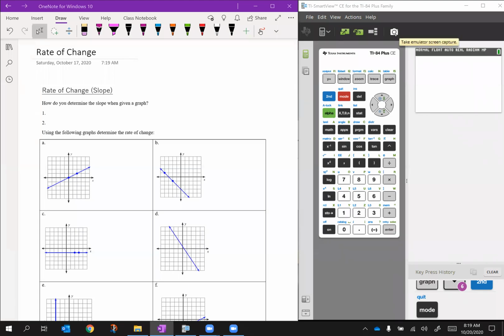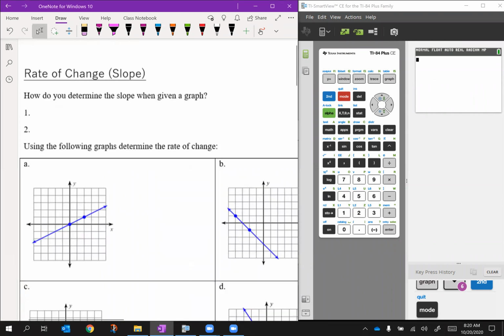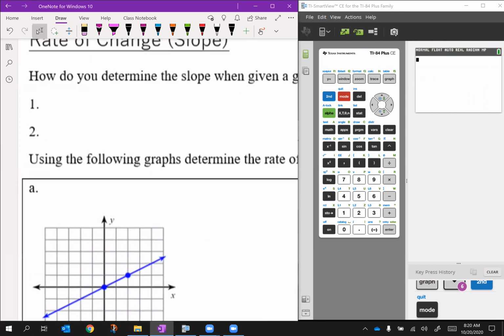Hi guys, today we're going to work on rate of change or slope. How do you determine the slope when given a graph? So the first thing we want to do is find 2 points on the line where it intersects at what I call a crossroad perfectly. So first, find 2 points on the line.